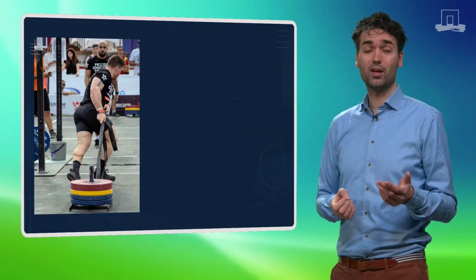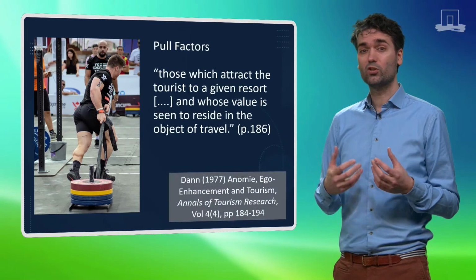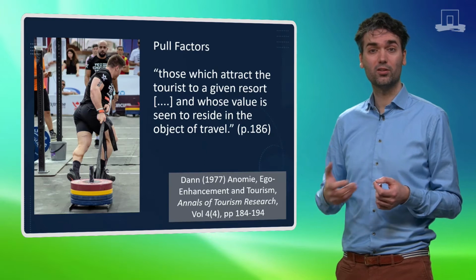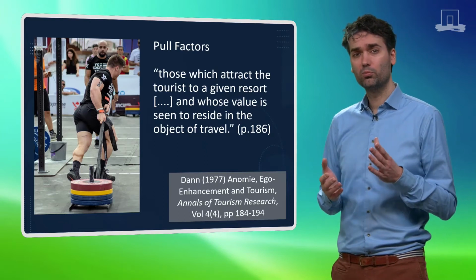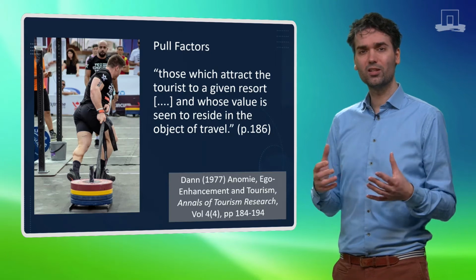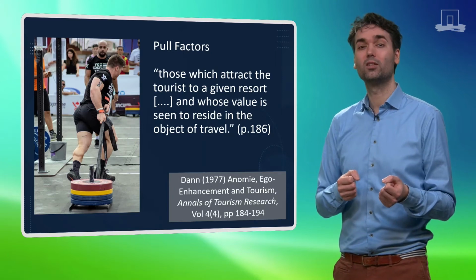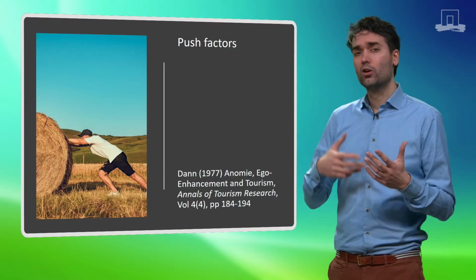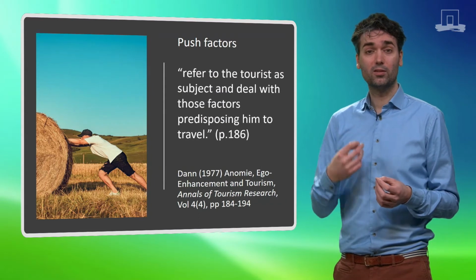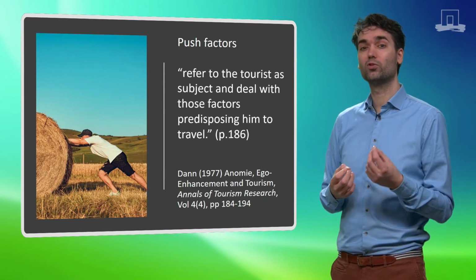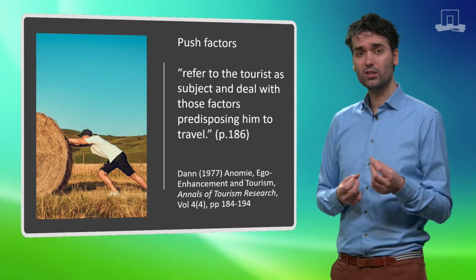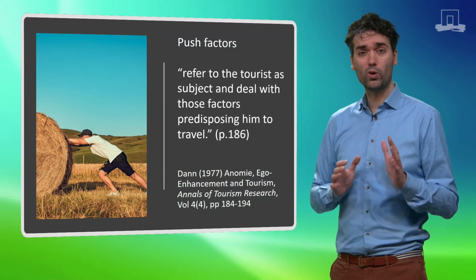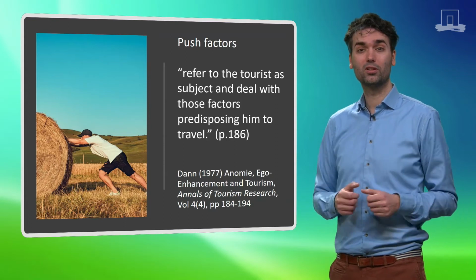Pull factors, as Dann explains, are those which attract the tourist to a given resort and whose value is seen to reside in the object of travel. So pull factors function as some sort of destination magnets that are located in places that we become attracted to. Push factors, on the other hand, refer to the tourist as subject and deal with those factors predisposing him to travel. This means that tourists themselves have certain demands for travel by which they get pushed away from home in pursuit of a certain destination.